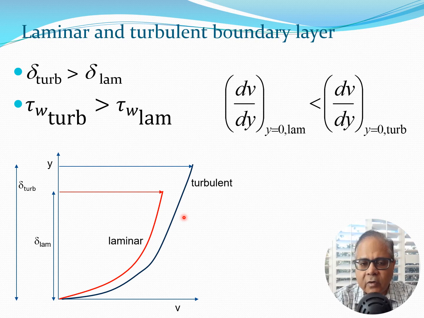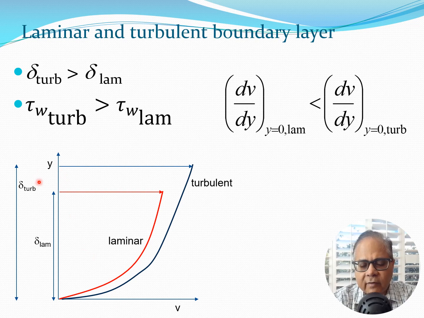Now, the second thing which happens is that the skin friction drag in the turbulent boundary layer is greater than the skin friction drag in the laminar boundary layer. And this is because the slopes have the following pattern. Actually, the laminar slope at y equal to 0 is less than the turbulent slope at y equal to 0. So let's look at what dv by dy is.